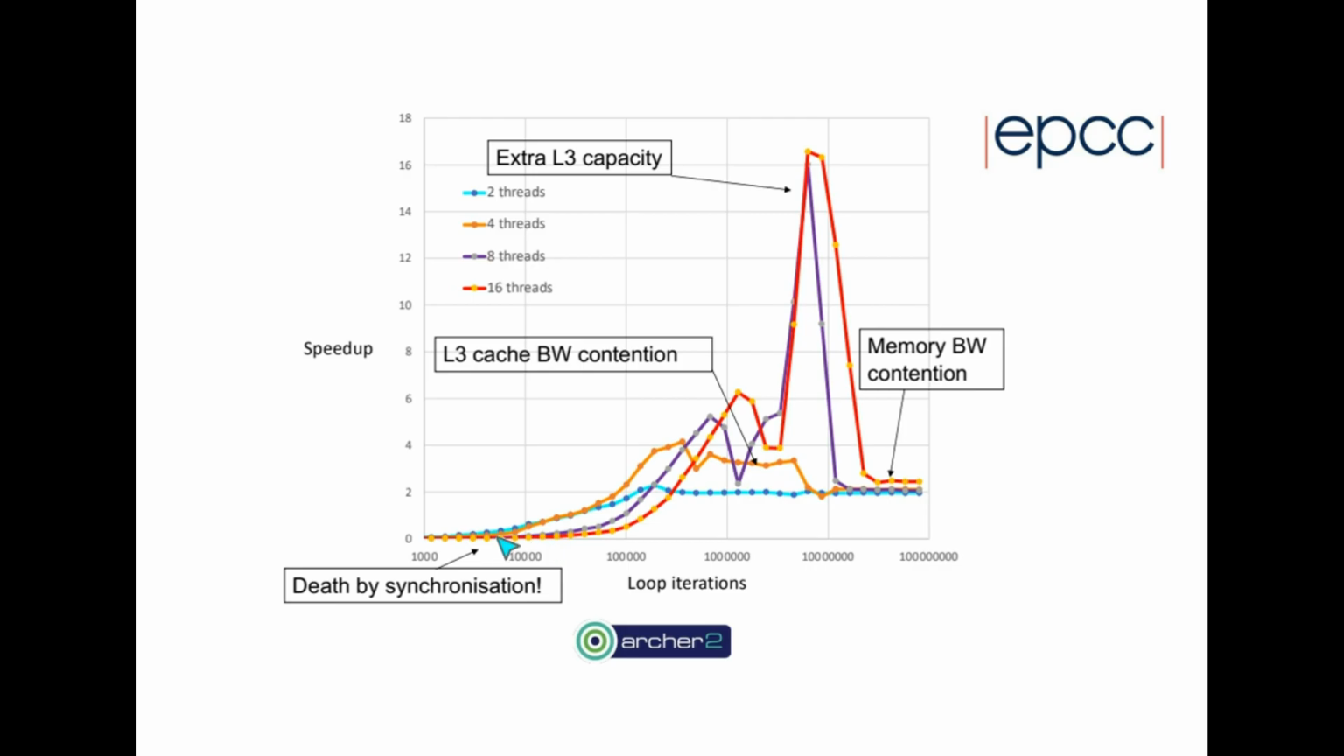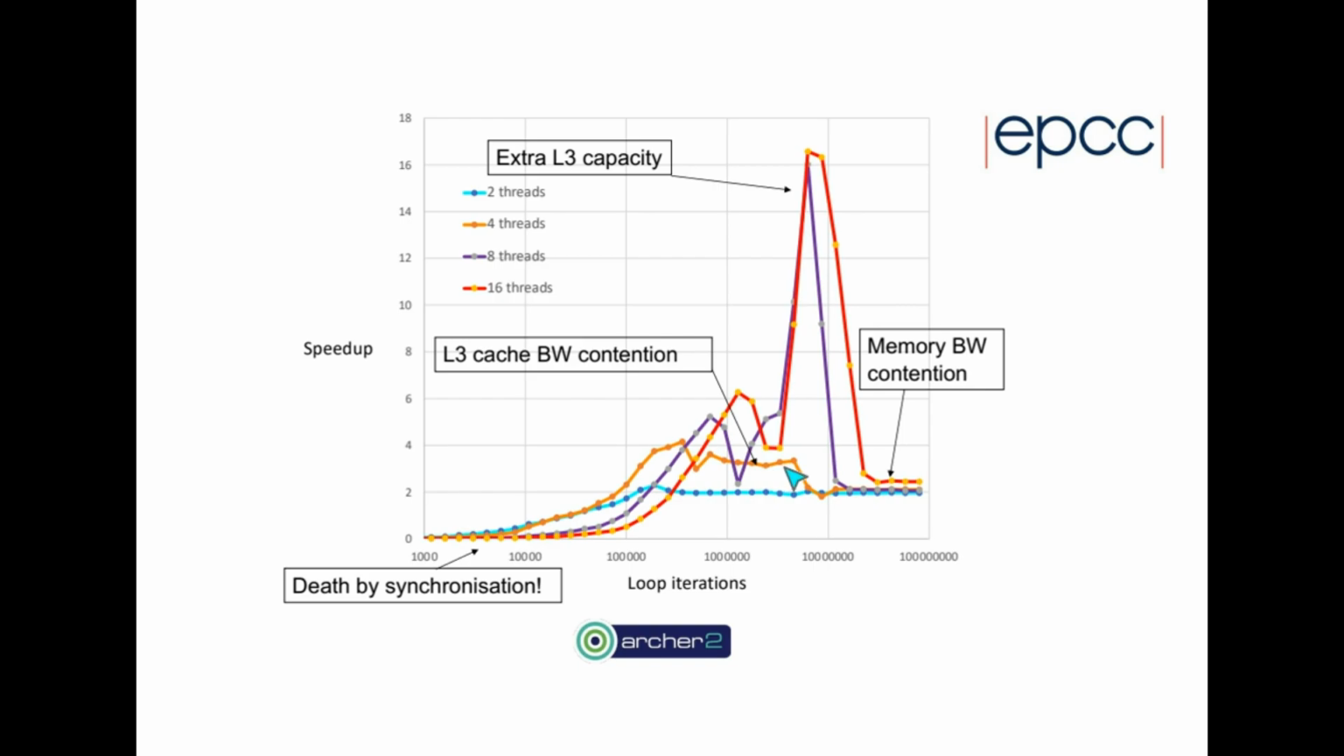I go to 4 threads, so that's the orange curve here. I do briefly achieve a speed up of 4, but then it drops a bit. And in this region here, the data fits in the level 3 cache, but not in level 2. So at this point, the 4 threads are all attached to the same level 3 cache, and so this is contending for the bandwidth from the level 3 cache. So I get like 3.5 times speed up and not 4.